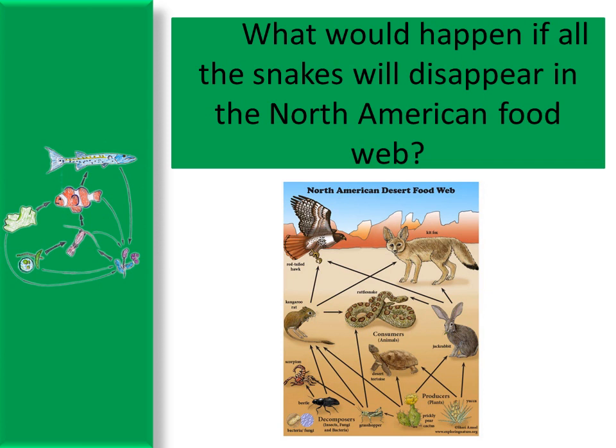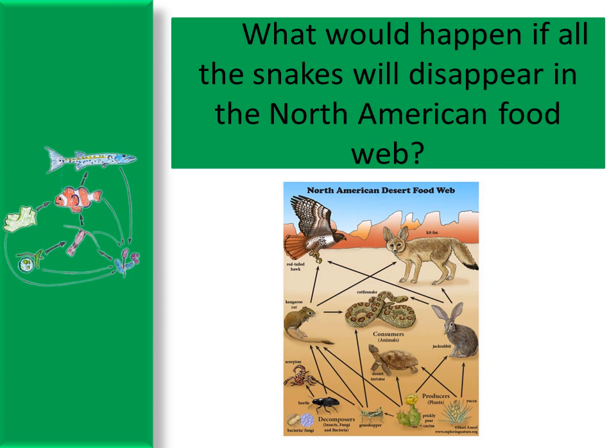If all the rattlesnakes died, there will be no predators for the jackrabbit and for the kangaroo rat. So the number of jackrabbits and kangaroo rats will start to increase. In such a way, they will eat too many producers, and the kangaroo rat will eat more insects, and the populations start to become less producers and less insects.